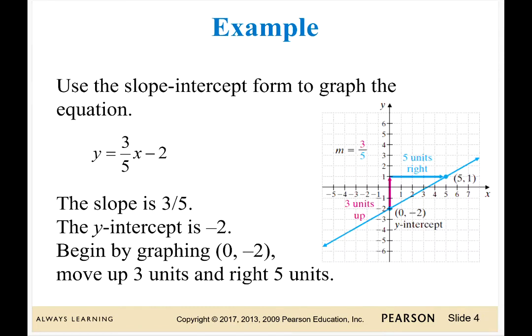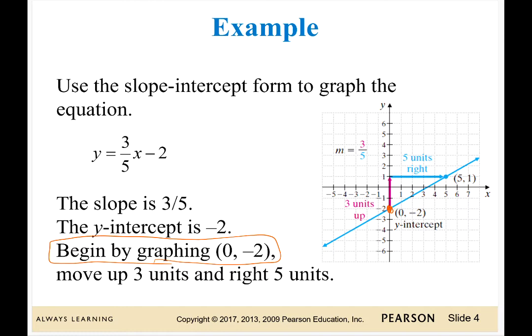All right, so if you're going to use the slope-intercept form to graph your equation, the first thing you're going to do is identify your slope and your y-intercept. And then you're going to begin by graphing your y-intercept first. So you are going to start right here at this y-intercept, which in this case is (0, -2). And then you're going to use your slope. Use your rise over run.